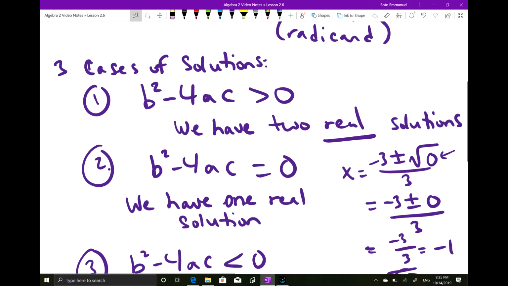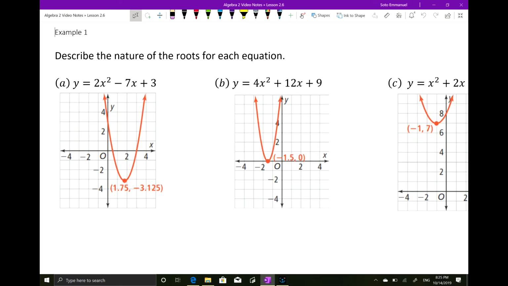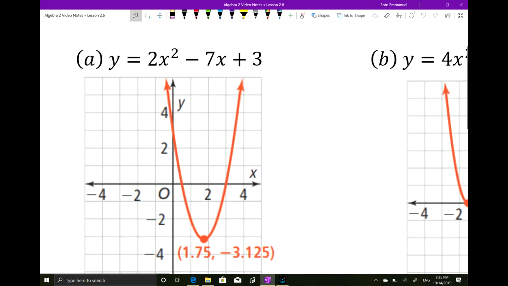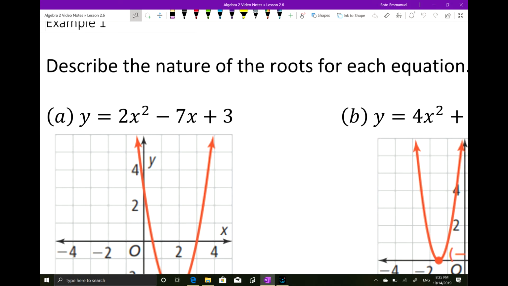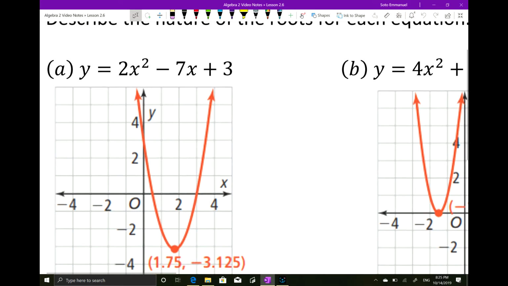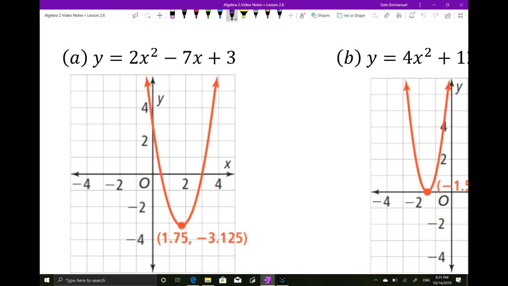All right, so that is all about the discriminant. We're going to be using this to describe the nature of the solutions. Without even having to solve the equation, we can determine how many solutions it has. So let's look at part A. It wants you to describe the nature of the roots for each equation. It just wants you to talk about how many solutions you have. Are they imaginary? Are they real? Do you even have any solutions? So let's look at A. In this case, we know this is A, that's B, and that's C.